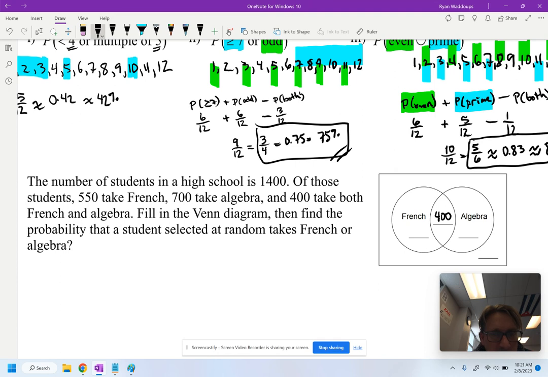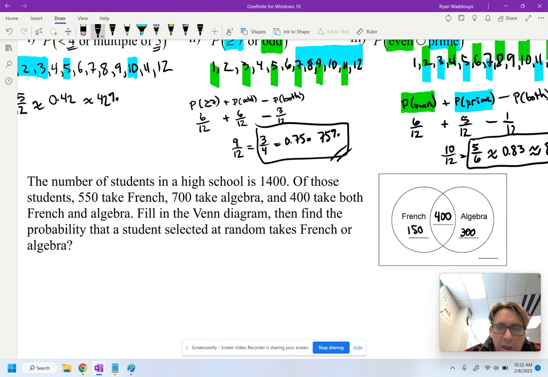And so we go for French, 550 minus the 400 that take both would give us 150. Oops, sorry, that's French. 150 that take French only, that don't take algebra. Then we've got 700 that take algebra, so you take away the 400, that leaves 300 that take only algebra, because 300 plus 400 is the 700.